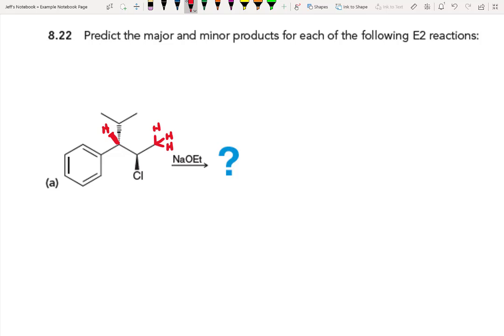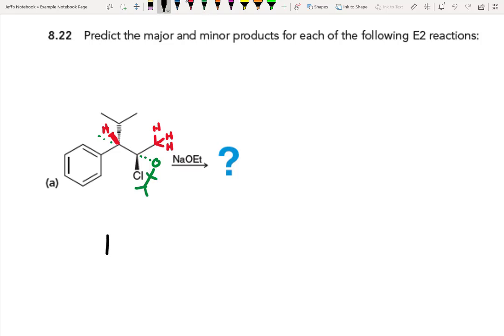All right, so now if we look at this beta proton on the left, one thing that I'd notice is it's not anti to the chlorine right there. And what I mean by that is let's try to draw the Newman projection. If I were to draw the Newman projection looking down this bond right here, it would look like this, and I'll do that right below.